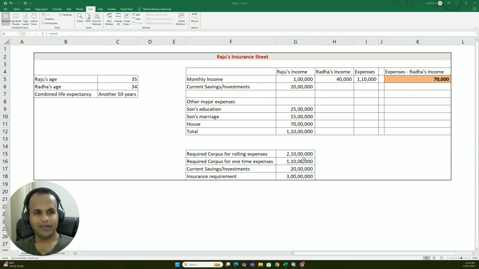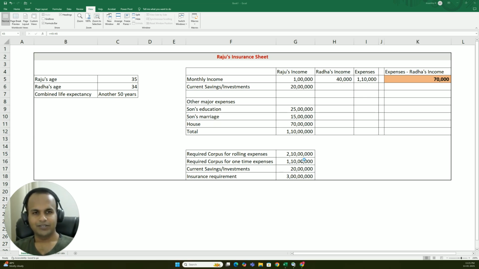So when I made my last two videos on insurance, the basic requirement of insurance and all those details, one of the questions I got from my friends is how to calculate the sum insured requirement for somebody among us. So I actually made a mock sheet which depicts a story of a couple called Raju and Radha.